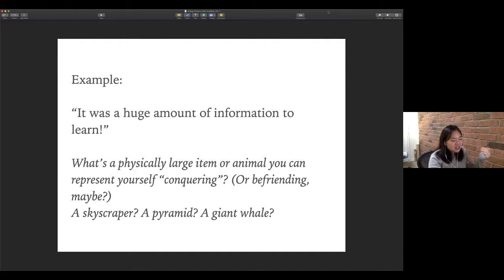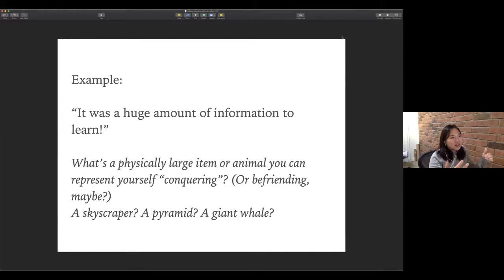But think of physically large things, like a skyscraper or a pyramid, or maybe a giant whale. If you can't draw whales, what if you drew a giant fish? Draw a stick figure for scale. That's always a great trick. Everyone can say that stick figure means average size human. Everything else is in relation to that.